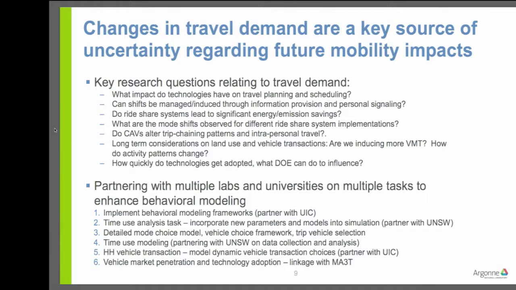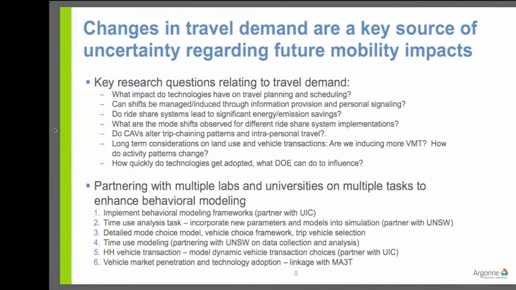So a key focus within Polaris, as an agent-based model where we try to represent individual travel behavior, is that changes in travel demand are one of the key sources of uncertainty that have been identified in preliminary works by a number of researchers across the national lab system in the US, where we're seeing this as basically the key driver of uncertainty in the future energy use estimates in the transportation system.